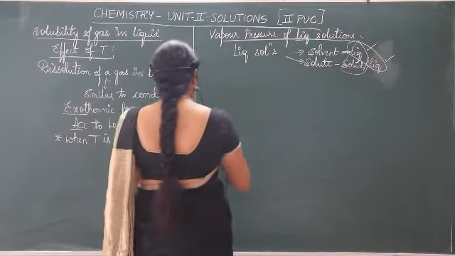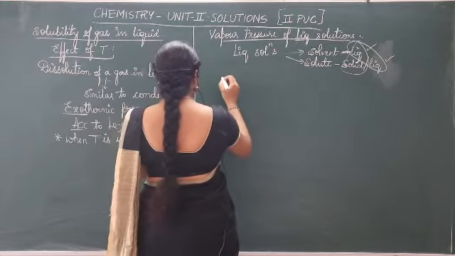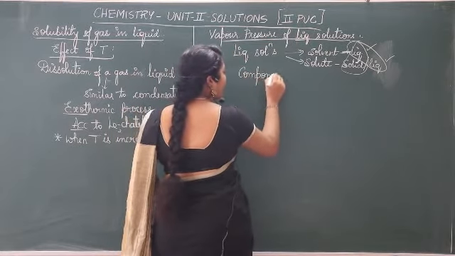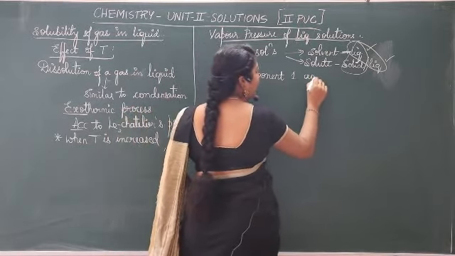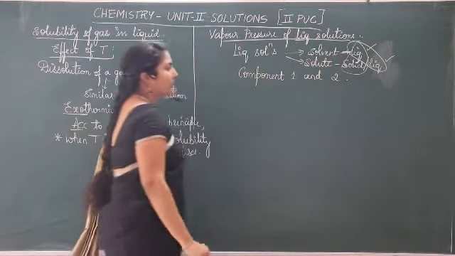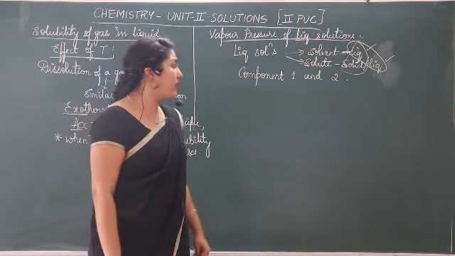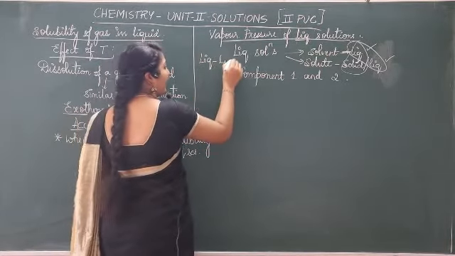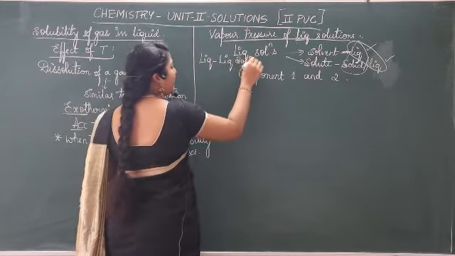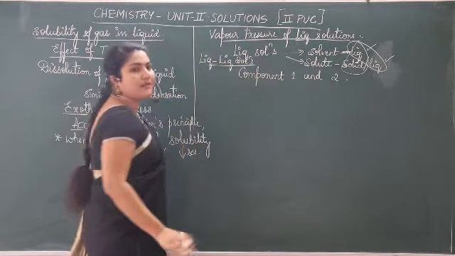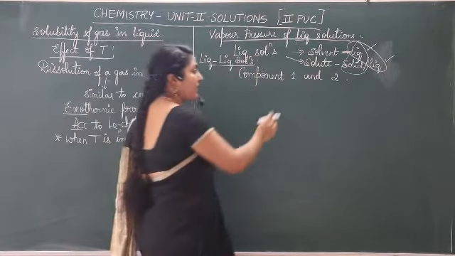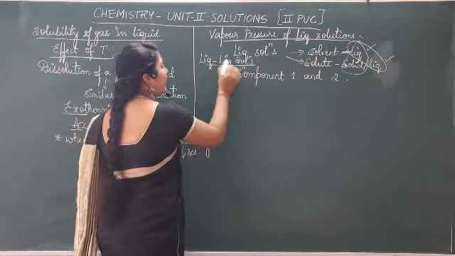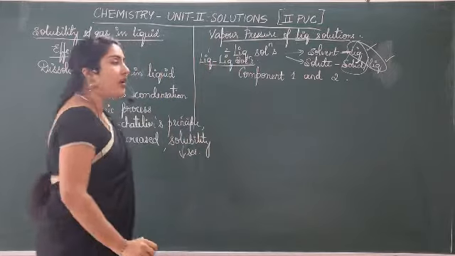Now further we shall see vapor pressure of liquid solutions. We will consider a liquid solution with component 1 and component 2. Consider a liquid solution. Here we will study liquid solutions. So remember, what we are going to study and discuss further is about liquid solutions. Consider components 1 and 2. That means liquids 1 and 2 are the components.